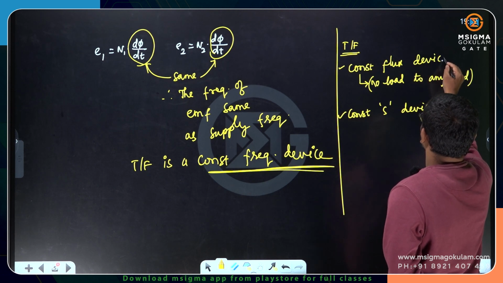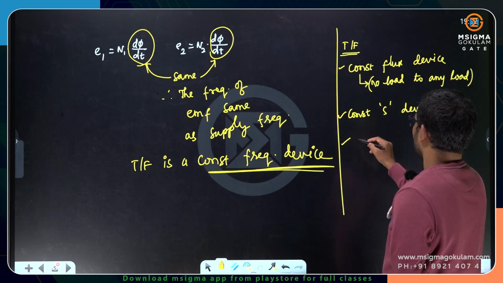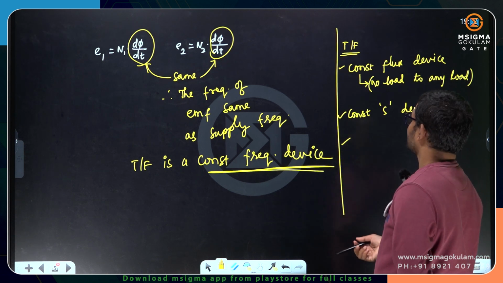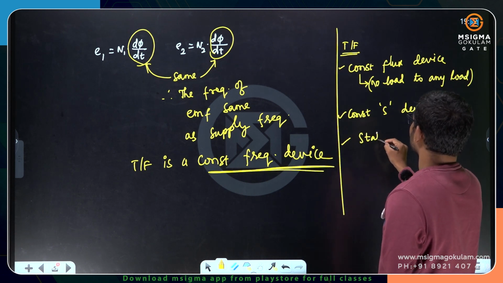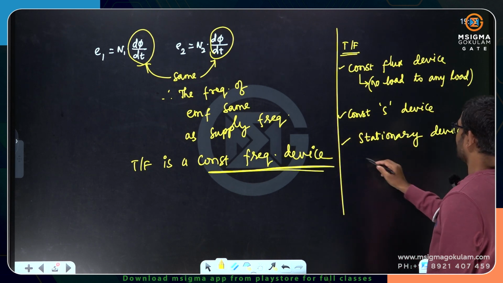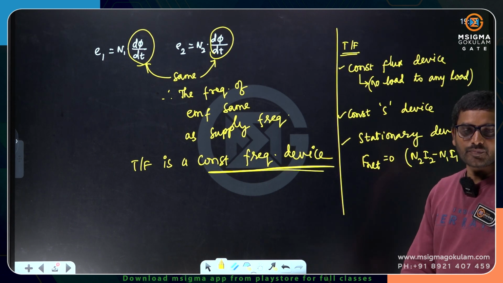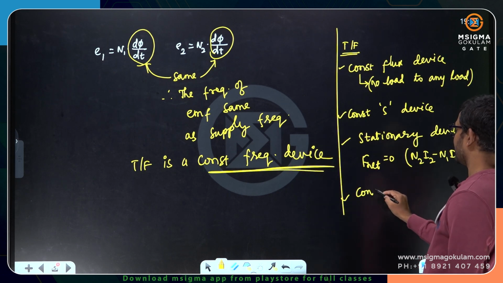Okay. Now, the next point: the transformer satisfies magnetomotive force balance. MMFs, the net force acting on the core, is 0. That's the reason why the transformer is a stationary device. The transformer is a stationary device since the net force is going to be 0. N2I2 minus N1I1 equals 0. Equal and opposite forces. And the next point is, the transformer is a constant frequency device.